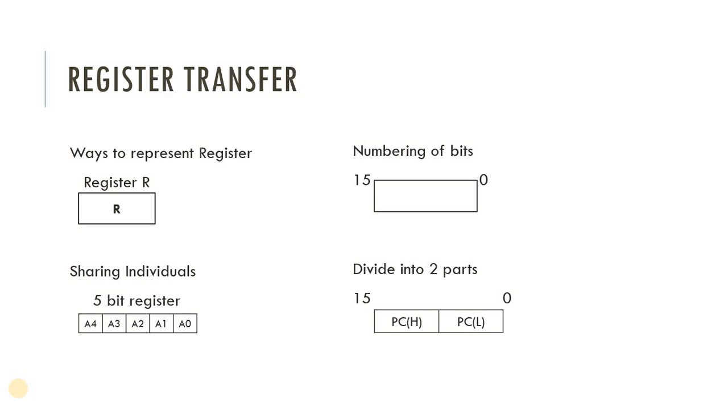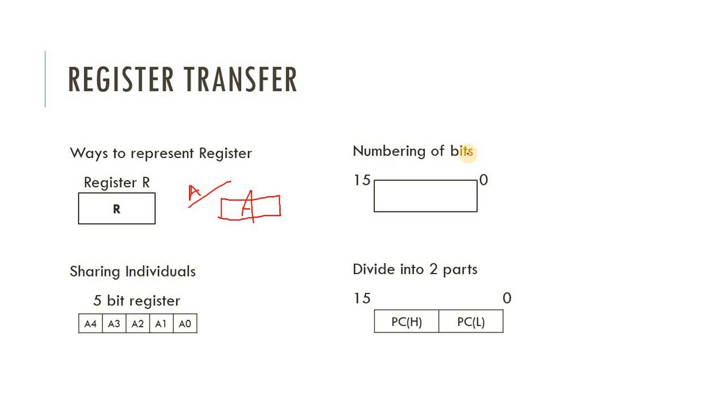The first is that we simply draw one rectangular block and write letters inside it which represent the name of the register. This is the simplest way to represent a register. Suppose we choose the alphabet A to represent the register. We first draw the block of the register and write A inside it. This is how we can represent the register.